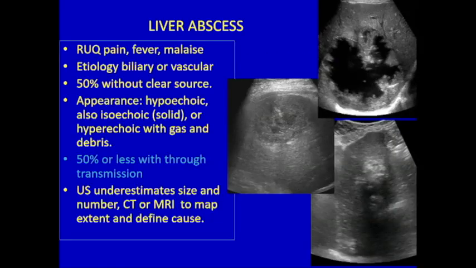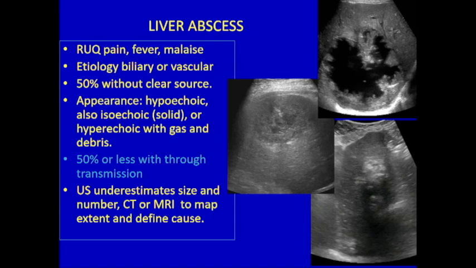Symptomatic, though, liver abscess is the big problem for us, and for me it's a differential. Is it a liver abscess that I'm dealing with, or is it a necrotic met? And that comes up sometimes in your clinical settings. And so here it's really the history. Is there pain, fever, malaise, etc.? Half of them don't have a source, and only about half of them will have through transmission. But I do look for the grayscale findings, if you will.